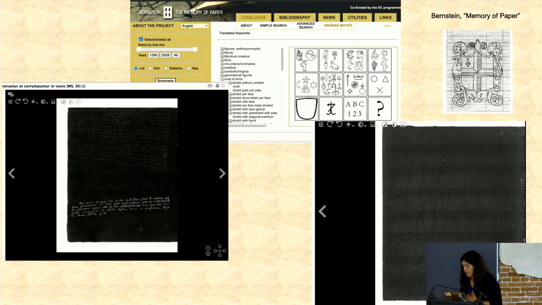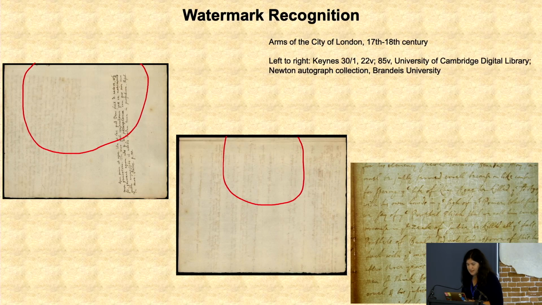The main repository for the humanities is Charles Briquet and the catalog of the Filigrane. And major watermark catalogs have since been digitized, but traditional identification methods remain labor intensive and often require specialist expertise. So this one example, the arms of the City of London, has several variants, but is actually one of the most common for alchemical manuscripts.